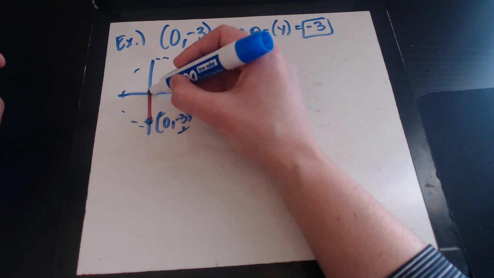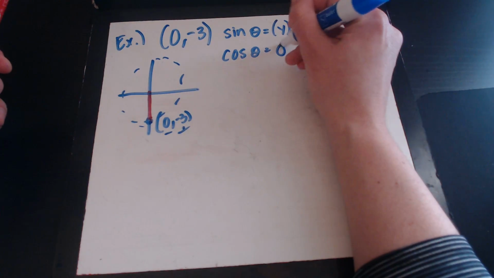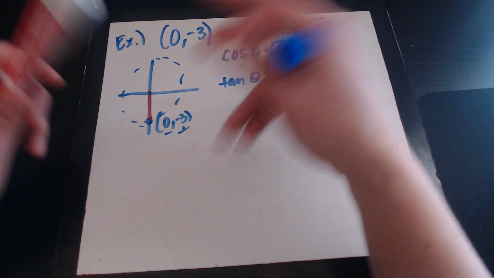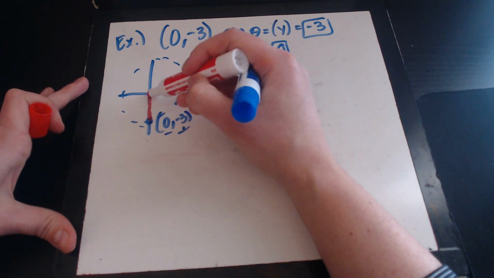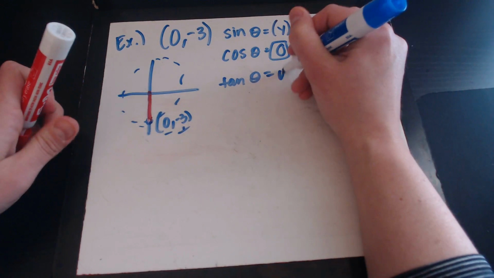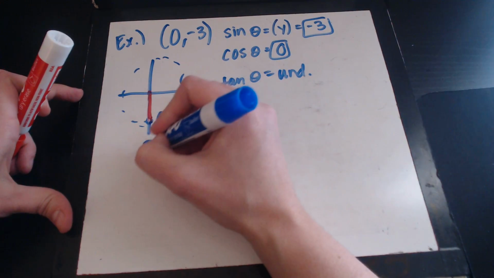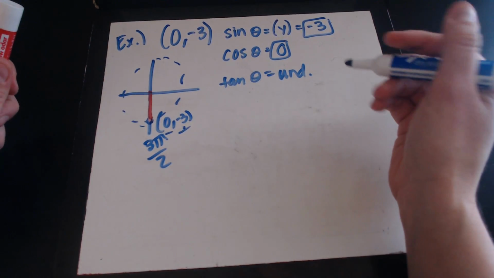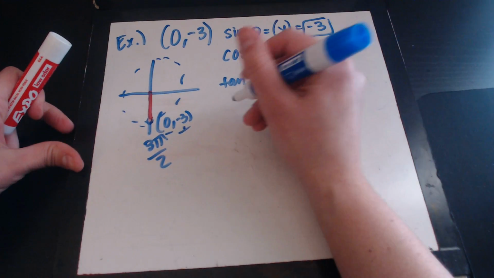Okay, what is cosine of theta? Well, cosine is the x value of that coordinate, so cosine is going to be equal to 0. And if I ask you what tangent of theta is, you need to think of this in terms of slope. So tangent of a vertical line is undefined, which it would be as well if I thought about this angle at 3 pi over 2. Okay, so there's those three.